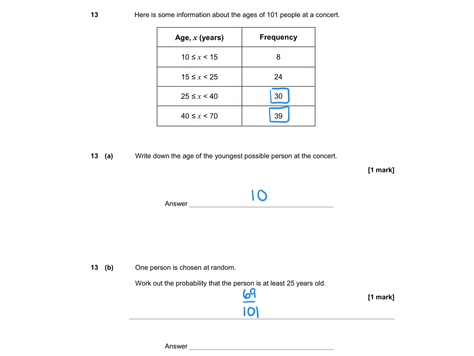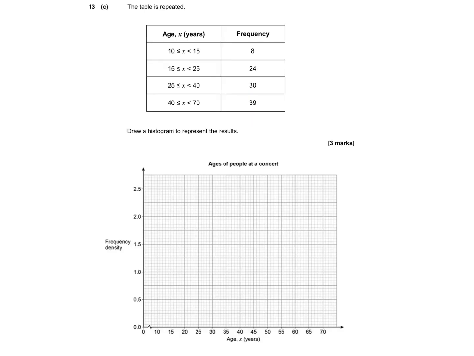There you go. All right, and part C, I thought this was going to be a mean from a frequency table. It's not. It's a histogram. So the exact same table has been repeated. They would like us to draw a histogram to represent their results. So histograms, there's so many things we can be thinking about with histograms. The main things that we need are the class width for each of these.